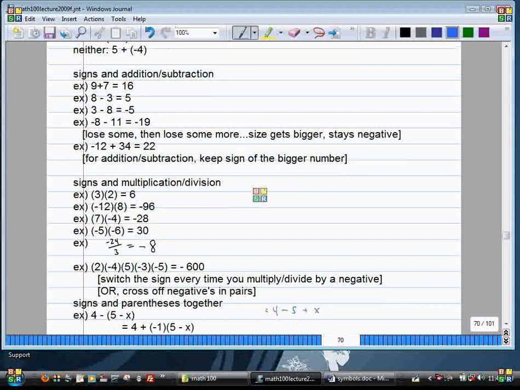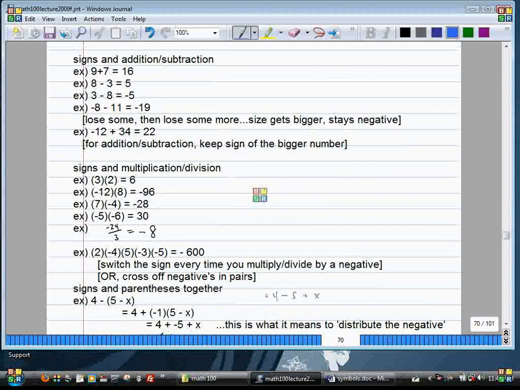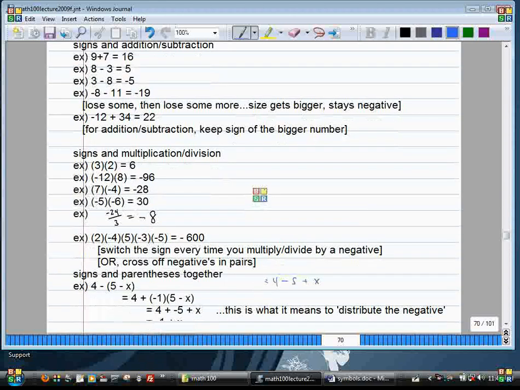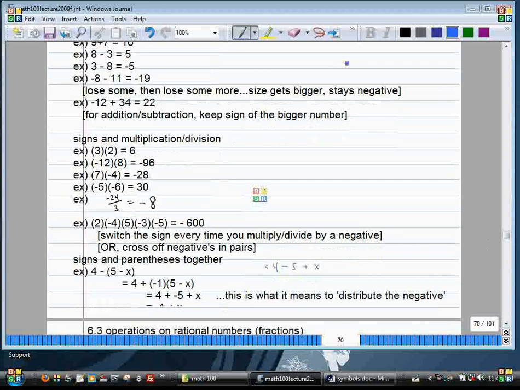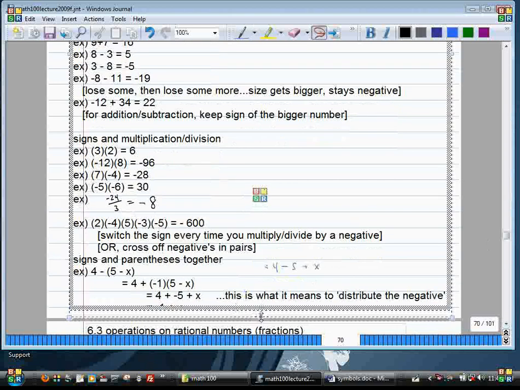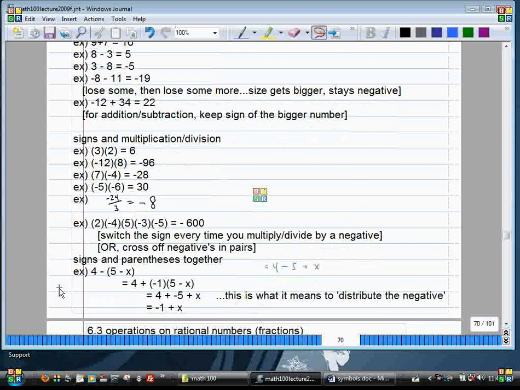So multiplying by, or having a negative of something is the same as multiplying by negative 1. So what we've really got is 4 plus a negative this thing, and that negative is really like a negative 1. So distributing that negative sign, what we're really doing, although shortcutting it, is taking that negative and rewriting it as a negative 1, and that we can now distribute. So we've now got 4 plus a negative 5, and then plus negative negative x, which as we know is just plus x. And then that's just minus 1 plus x.